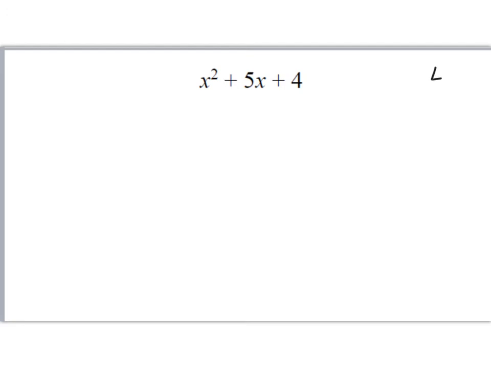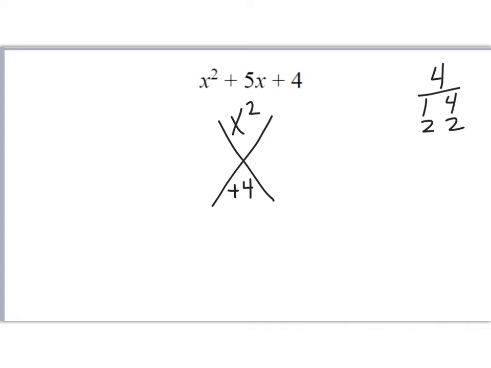1 times 4 is 4. So my factor box looks like this. I know that because the 4 is positive, I'm going to be adding to get to my 5. Well, that would be the 1 plus 4. The next thing I'm going to do is make an x. And in the top of the x, I'm going to put my first term, x squared. And on the bottom, I'm going to put my last term, plus 4. And then I'm going to put the 1 and the 4. But are they positive or negative? Well, the 5 is positive, so both of these are positive.